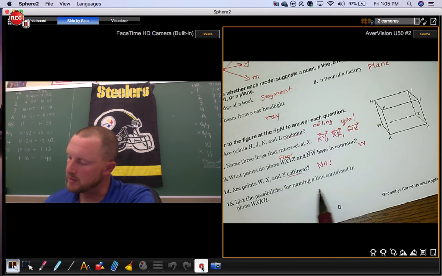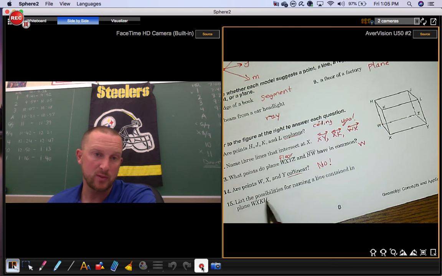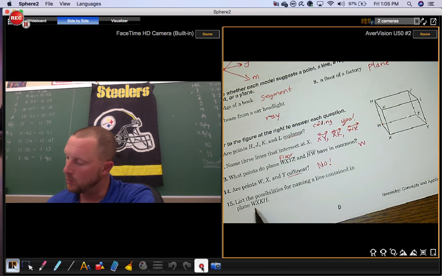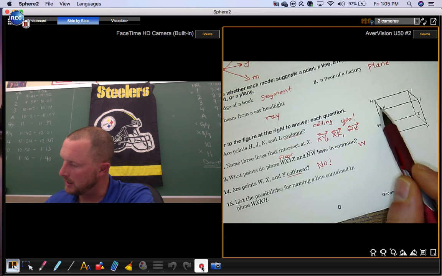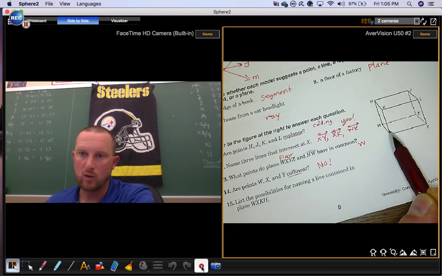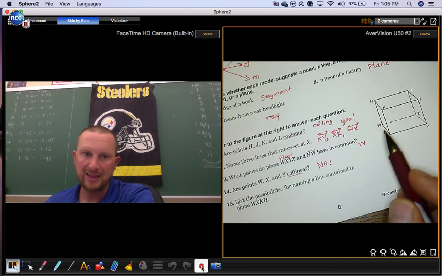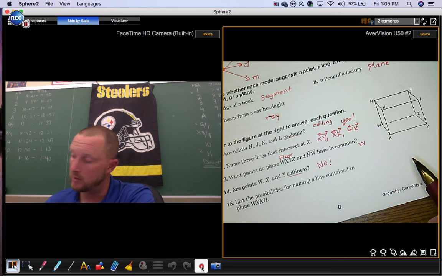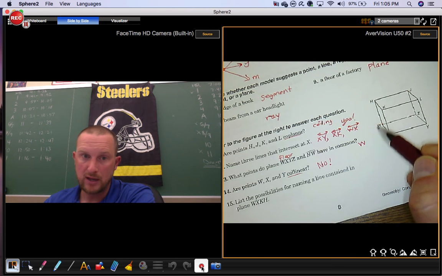Last one, list the possibilities for naming a line contained in plane WXKH. Again, we're not going to name a plane with 4 letters. It's acceptable, but we're going to use 3. Where is plane WXKH? It's this left wall, the wall on the left side of your room. How many lines could you name there? Well, remember, lines go through any 2 points.